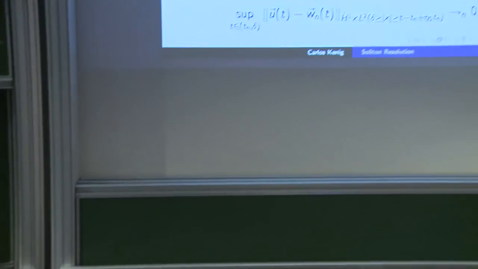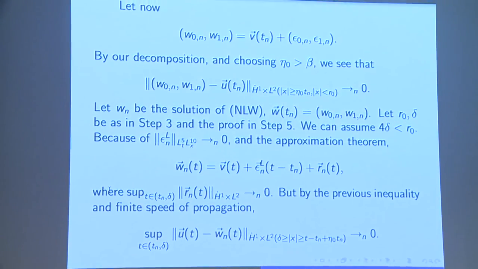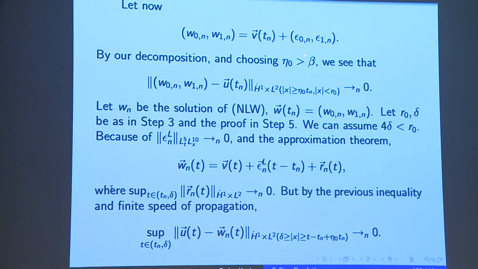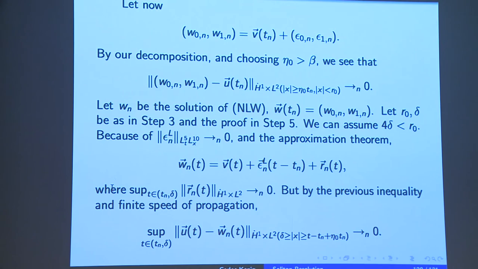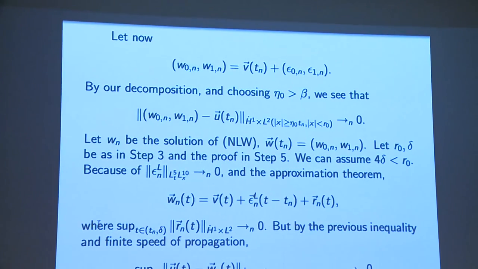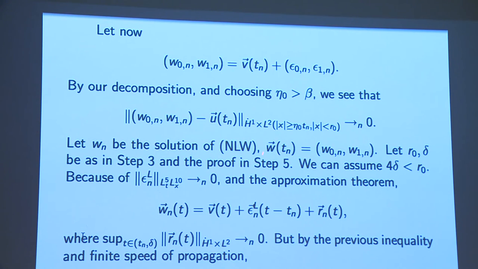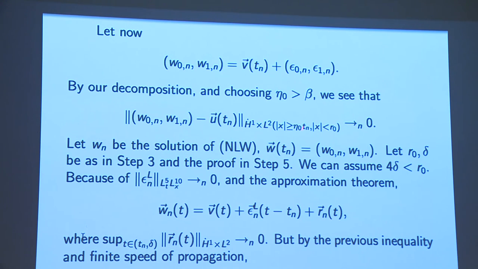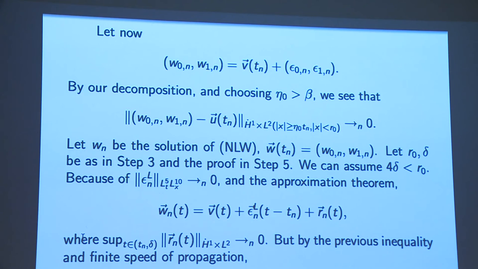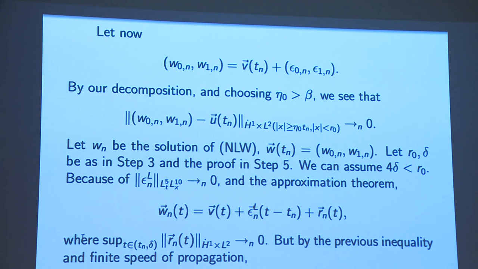So I now define W0n plus comma W1n to be the radiation term plus the error. That is my solution where I forgot the solitons. Okay? Now, since this eta naught is bigger than beta, the difference between u and this guy outside is small because the solitons are negligible in this region. So that's why we need to have this outer energy information for any eta naught, because we don't know where the solitons are going to be. Okay?